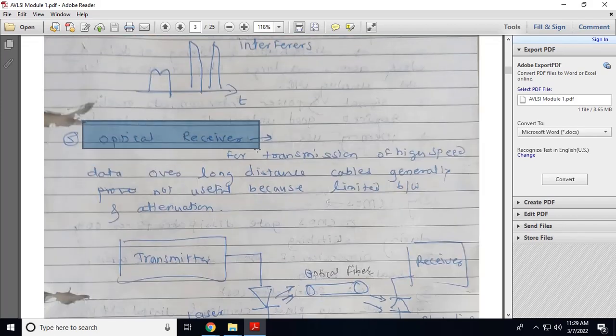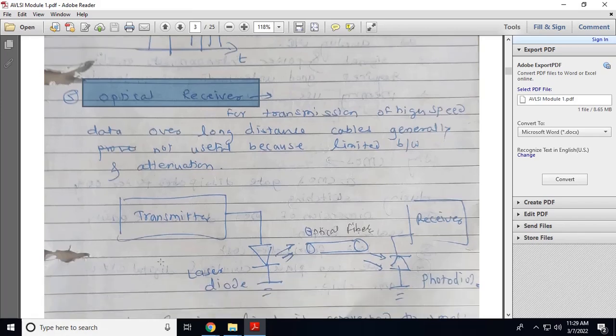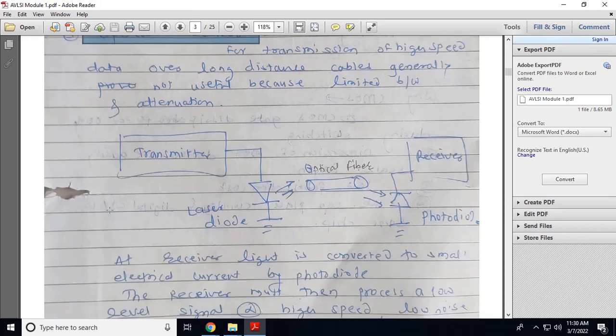Next area for analog design is the optical receiver. For transmission of high speed data over long distances, cables are not useful because they have limited bandwidth and signal attenuation. So when you are transmitting high speed data over long distances, you will not go for cables because of these drawbacks, limited bandwidth and attenuation.